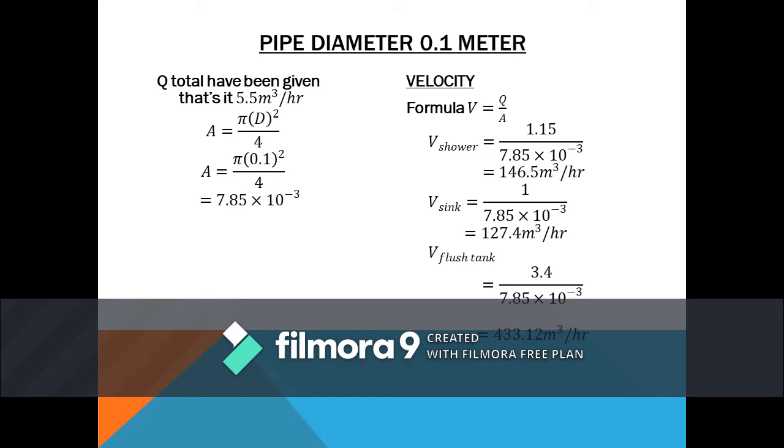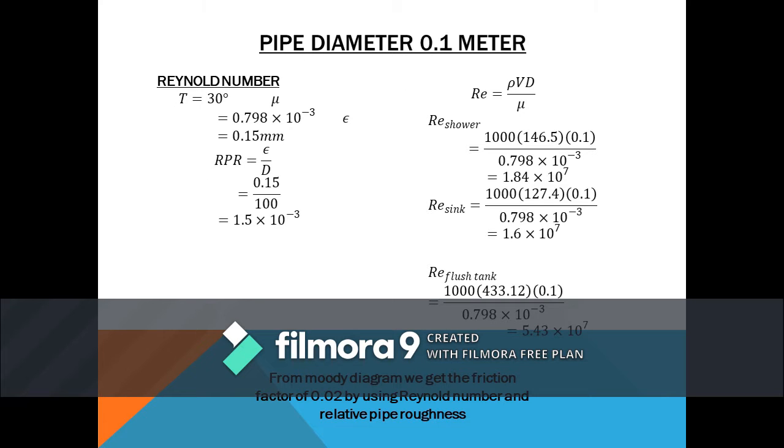We have the total Q given as 5.5 meter cube per hour. So we find the area first, pi d squared over 4, and we get the area is 7.85 times 10 to the negative 3 meter squared. Then the velocity formula, V equal to Q over A, flow rate over area. So for V shower we get 146.5, V sink 127.4, and V flush tank we got 433.12. The relative roughness epsilon over D is 0.15 over 100, which is 1.5 times 10 to the negative 3.